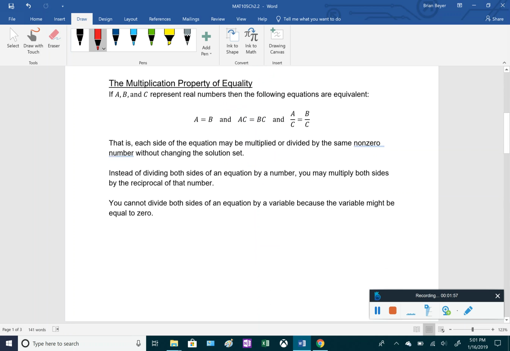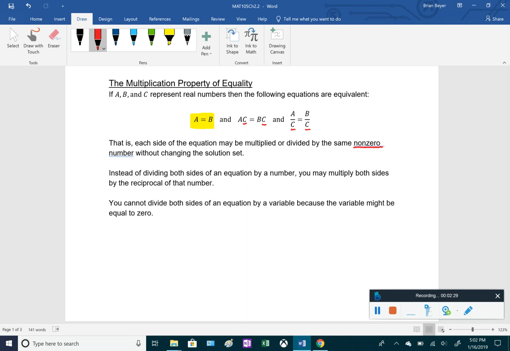Okay, so that takes us to the multiplication property of equality. So this property says if we have an equation, a equals b, so just something equals something, what we could do is multiply c, some other number, to both sides of the equation, and that won't change it. Or we can divide c on both sides of the equation, and that won't change it. They do have to be non-zero though.